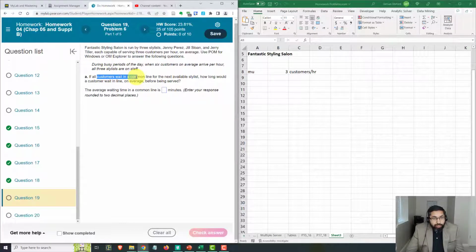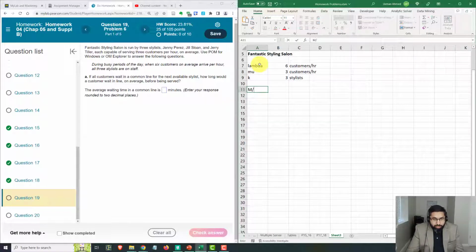So if all customers wait in a common line for the next available stylist, how long would a customer wait in line on average before being served? Okay. And we know lambda because during busy periods 6 customers arrive per hour. So lambda, the arrival rate, is 6 customers per hour. K, the number of servers, is the number of stylists, which is also 3. And we have to find WQ, the time spent in the waiting queue for an MM3 system. So this is an MM3 system where K is 3.